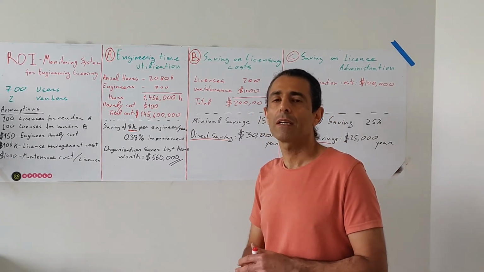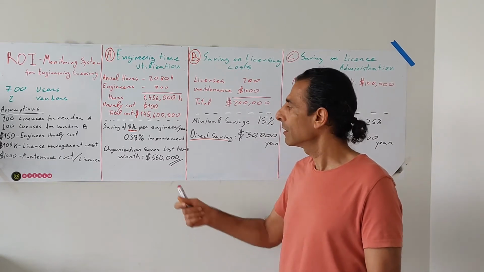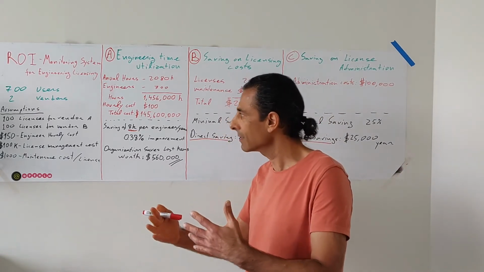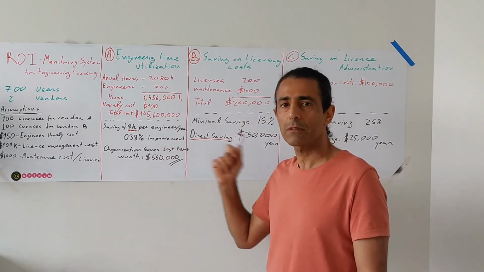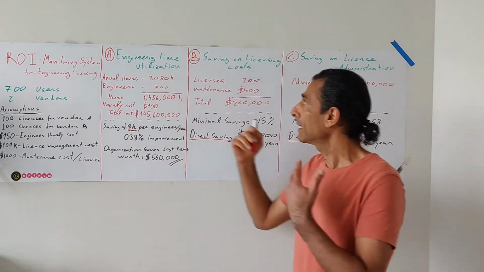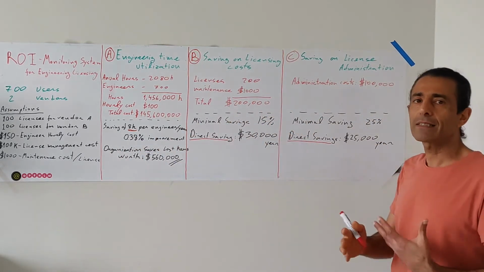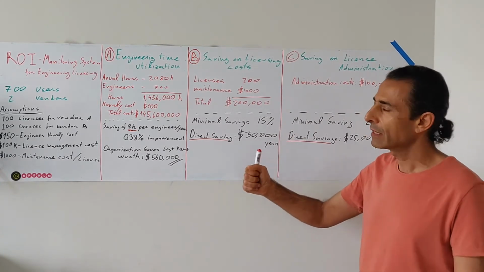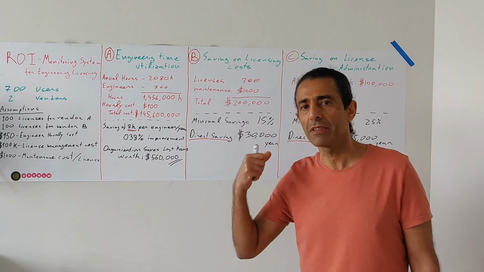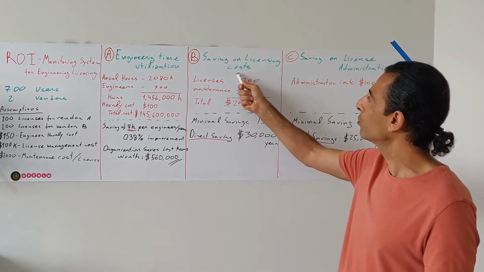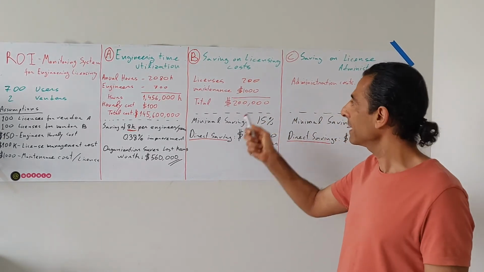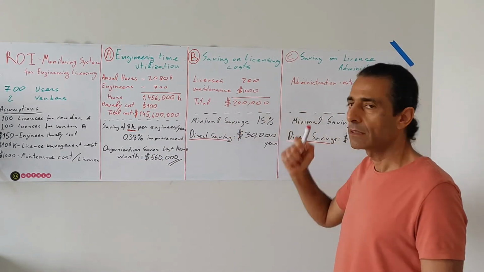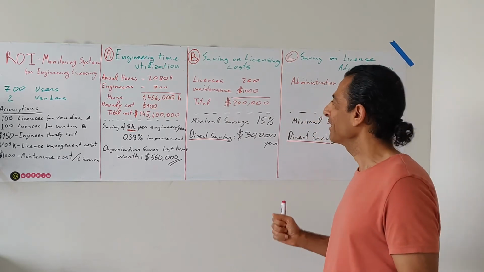It's more than $500,000 of saving in that case. So you better utilize this time, and this is the cost it would cost. Let's move to B, and this time we are talking about direct savings. So we are talking about the money we're paying to the vendors. We have 200 licenses. Maintenance, as we say, we assume 1,000, and the total is 200,000 per year.